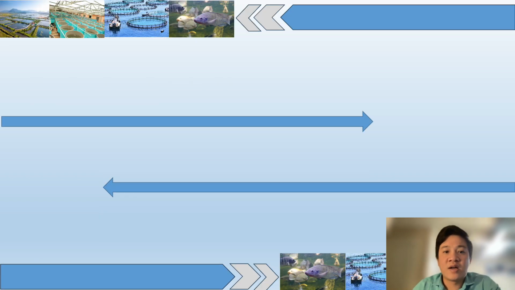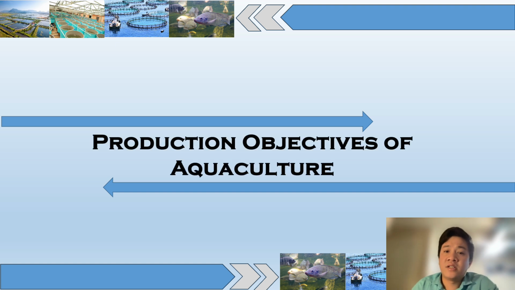And now let us proceed to the production objectives of aquaculture, which will give you an idea why there is continuous aquaculture production through continuous rearing of different aquaculture species, and what the end products of this production are that originate from the different aquaculture ventures.